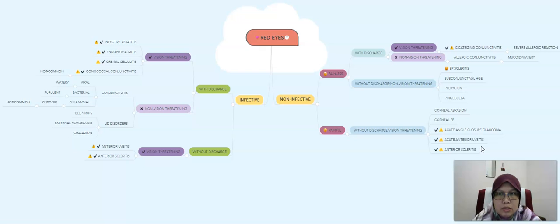So basically, the ones with this triangle marking are the ones that are vision threatening. I hope this algorithm will help you. Maybe next time we can add the treatments to the algorithm.